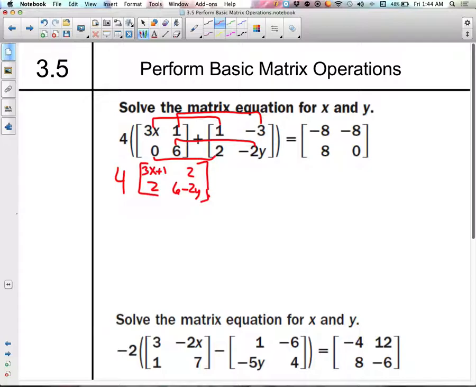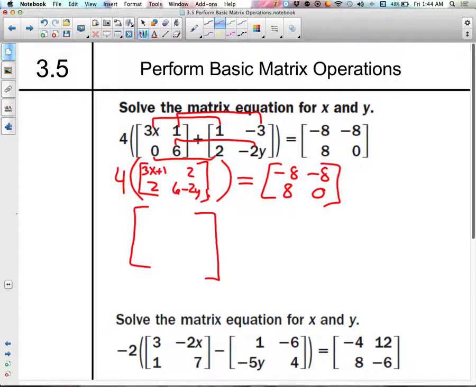Minus 2y. So that's what you have inside the parentheses when you combine those, and that should equal negative 8, 8, negative 8, and 0. Then we're going to take this scalar and distribute it inside the matrix. All right? So let's see what we get here.